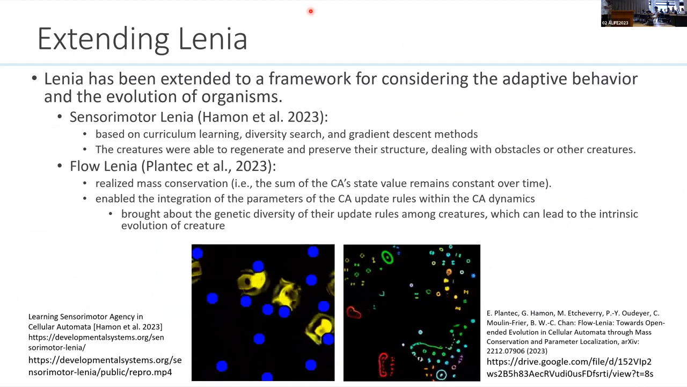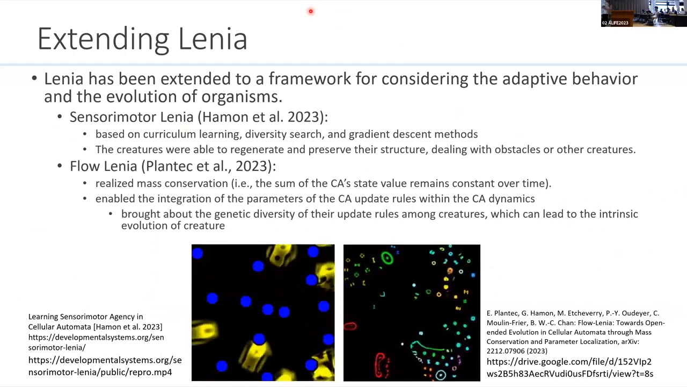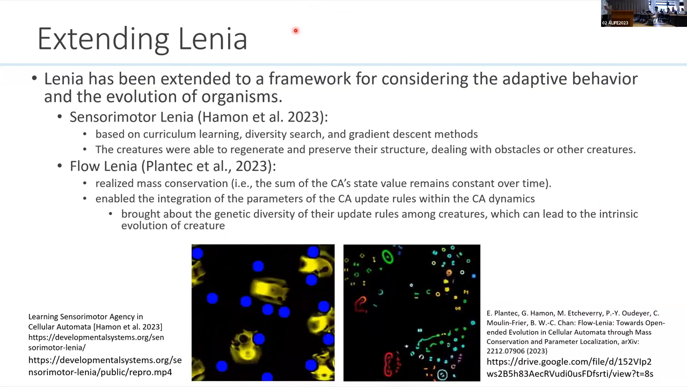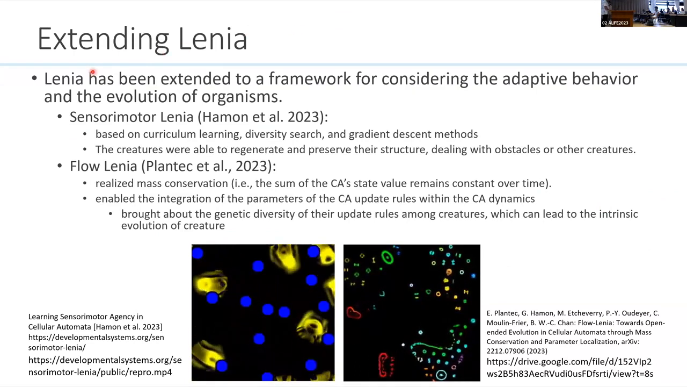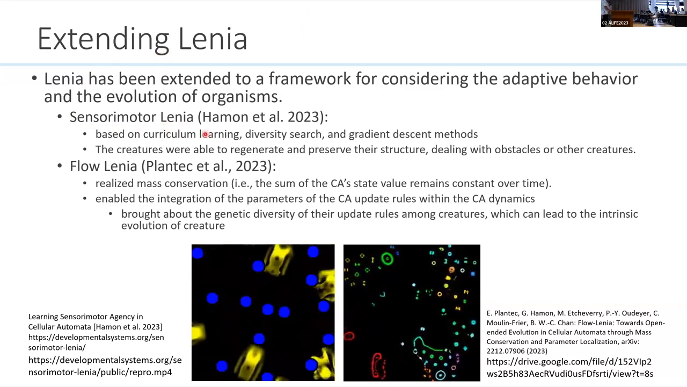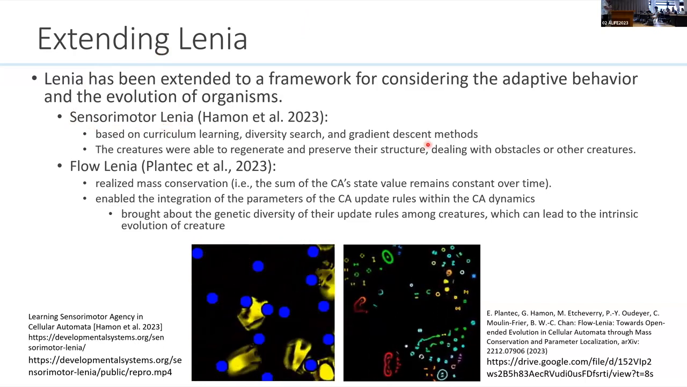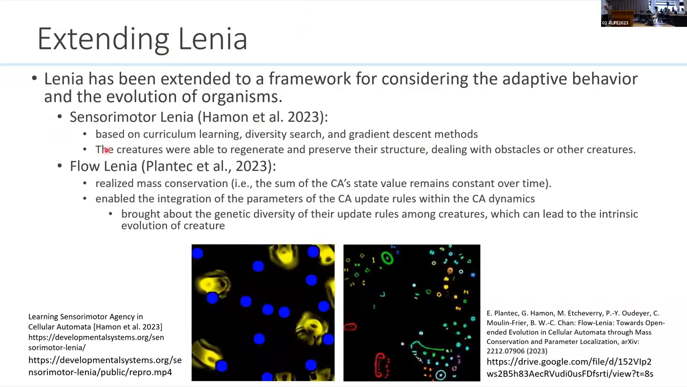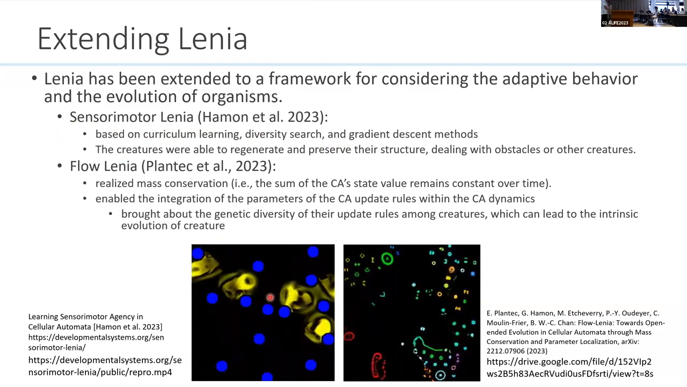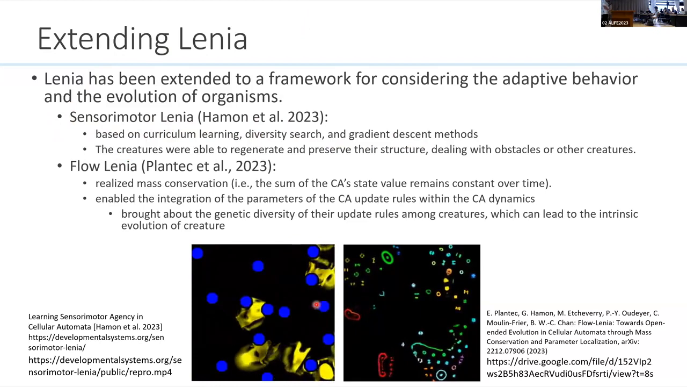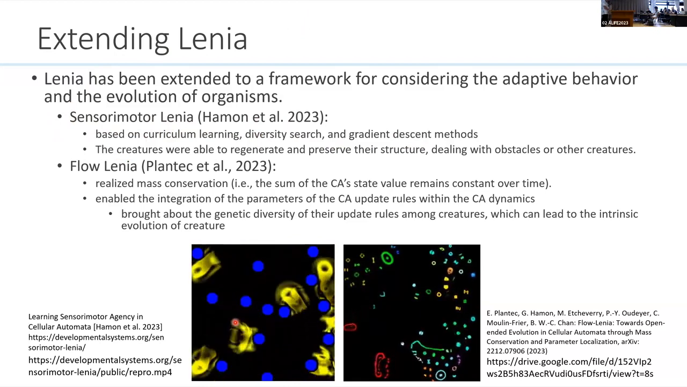So recently, Lenia has been extended to a framework for considering the adaptive behavior and evolution of organisms. For example, in sensory motor Lenia, that is based on the cultural learning of some kind of search algorithm to find interesting behavior. In this framework, the creatures were able to regenerate and preserve their structure, dealing with the obstacles or other creatures like this.